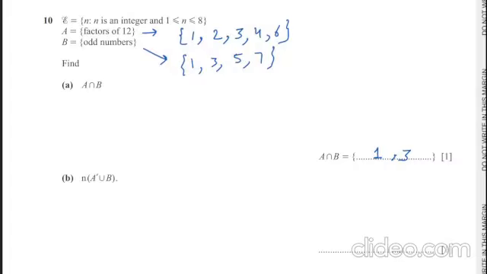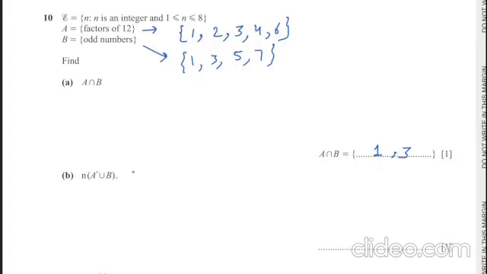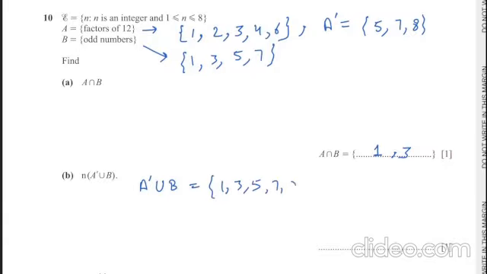Now we have to find number of elements in A complement union B. So if A is this, what will be A complement? 1, 2, 3, like 4, then 5 and 7 and 8. That is A complement. Union B. So union B will be 1, 3, 5, 7, 8. So 1, 3, 5, 7 and 8. So how many terms are there? 1, 2, 3, 4, 5. So answer is 5 in this case. Let's move to the 11th question.